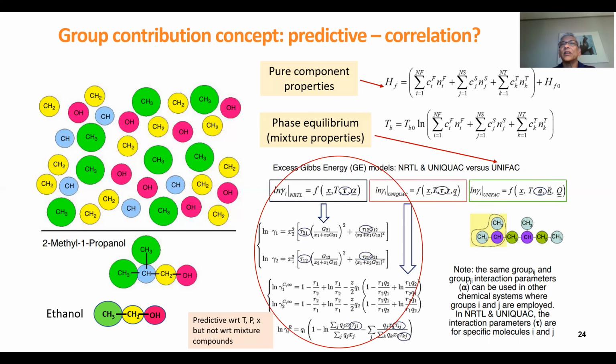On the other hand, if we take the models like the NRTL or UNIQUAC or SRK or Peng-Robinson or things like that, they need molecule-molecule interaction. They do not use the group-group interaction. So these models are also predictive with respect to temperature, pressure, composition, but they're not predictive in terms of molecules. So for every new mixture, we need those interaction parameters that we do not need for the group contribution. So that's why it's a very powerful predictive model.